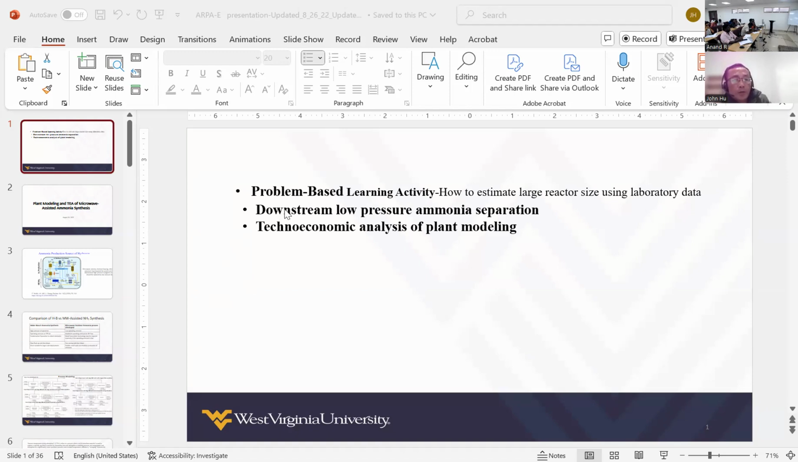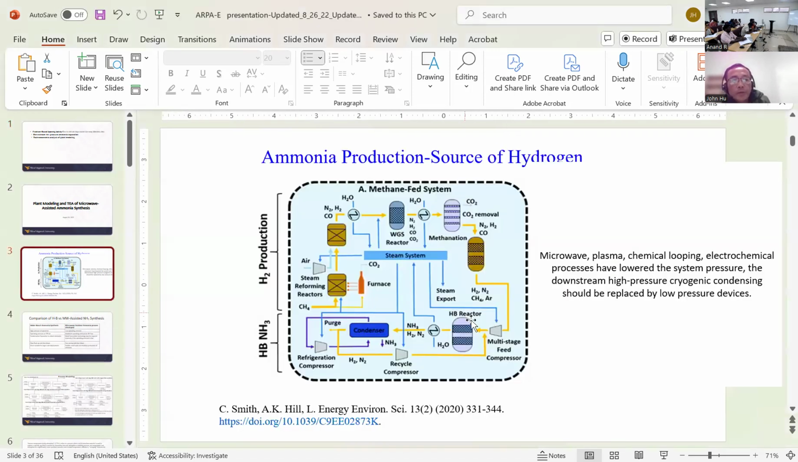So now I'm talking about the second problem, so-called downstream low pressure ammonia separation. Okay. Does someone have a question? No question? Okay. So this is the Haber-Bosch plant.